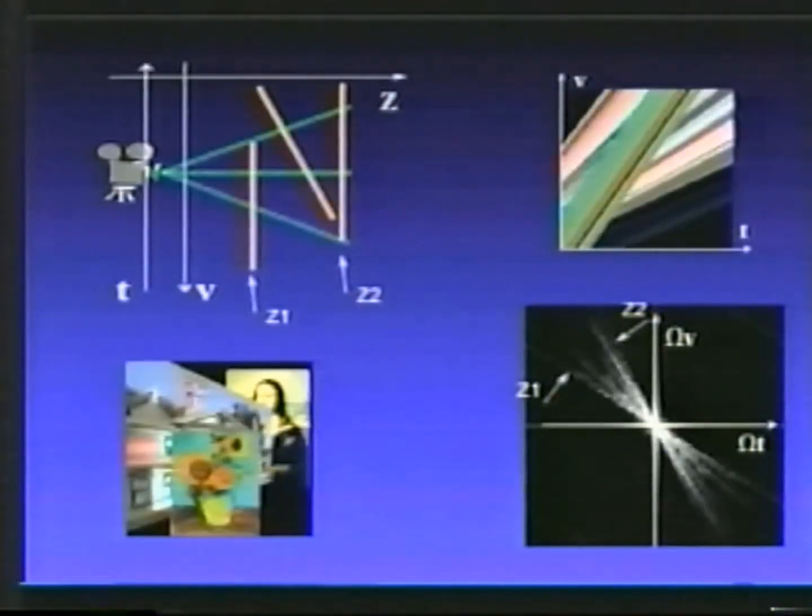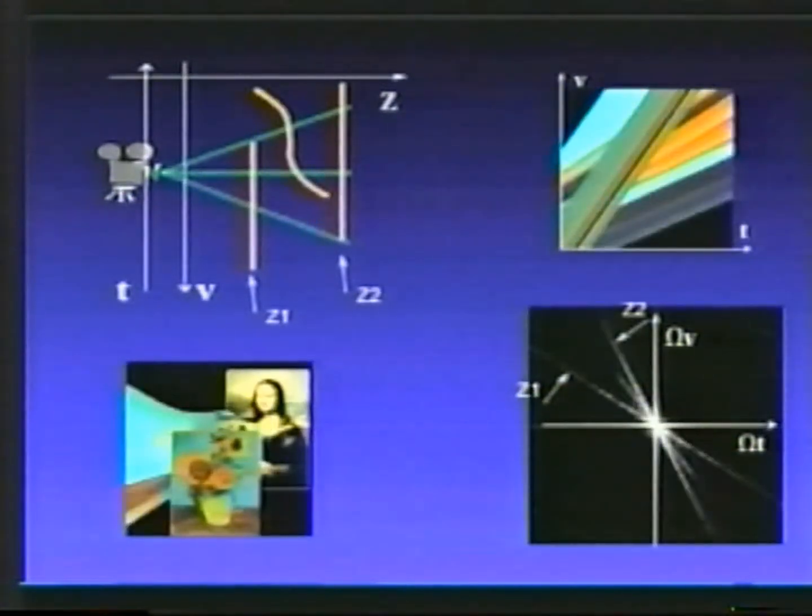The spectrum support of the light field signal changes as we introduce more depth variation. However, the spectral support is still bounded by the two lines in the frequency domain, which is determined by the minimum and maximum depth respectively.